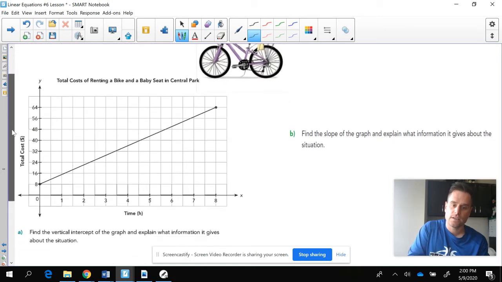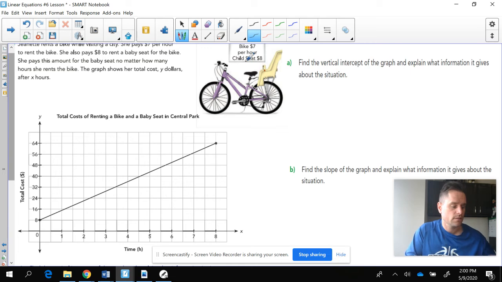Let's take a look at this. And it says first, it's my alarm. Find the vertical intercept of the graph and explain what information it gives about the situation. So let's take a look here. The vertical intercept is 8, so that y-intercept is 8. And what does this 8 mean? I was going to say upfront cost. That's the upfront cost when you rent a bike.